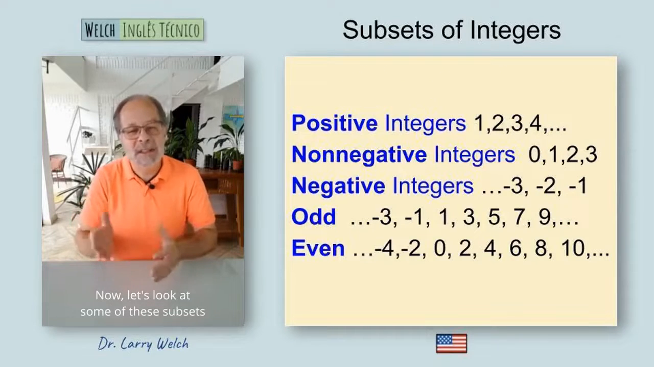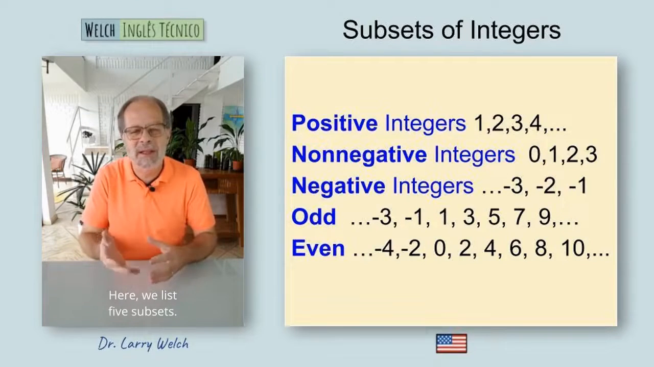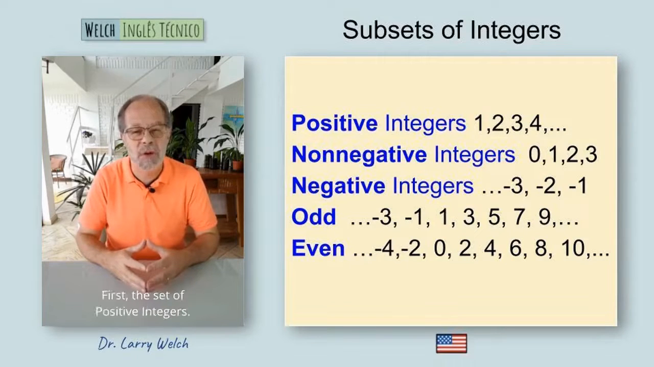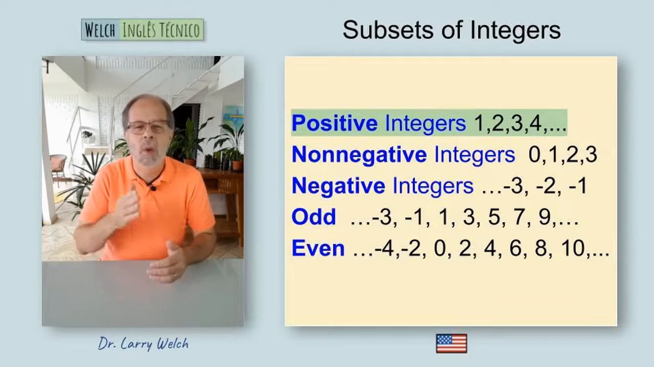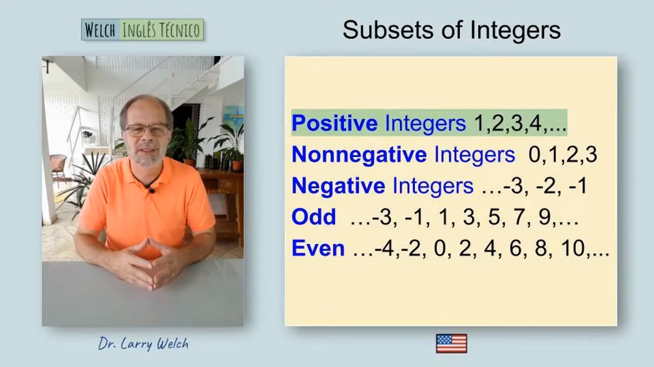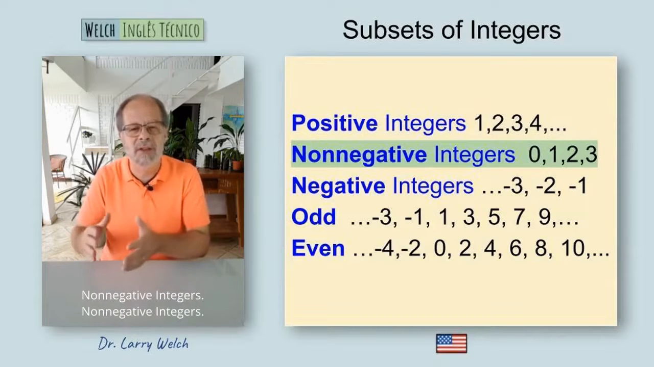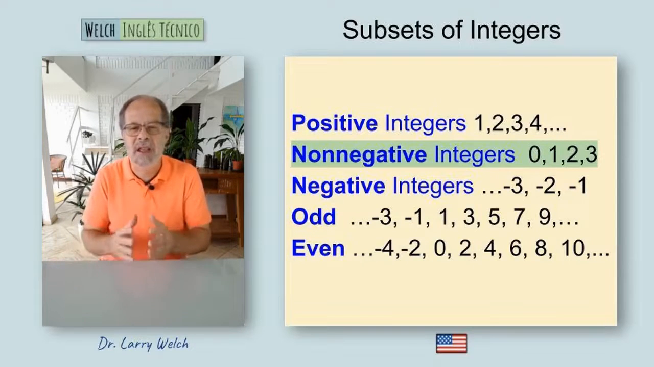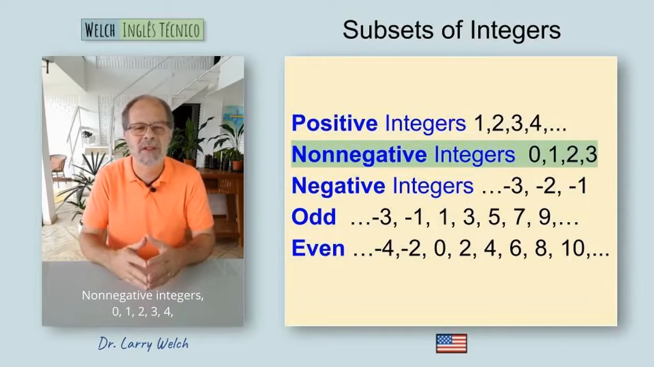Now let's look at some of the subsets of the integer set. Here we list 5 subsets. First, the set of positive integers. 1, 2, 3, 4, 5. These are greater than 0. If we add 0, then we have the non-negative integers. Non-negative integers, that means they are not negative. Non-negative integers, 0, 1, 2, 3, 4, and so on.